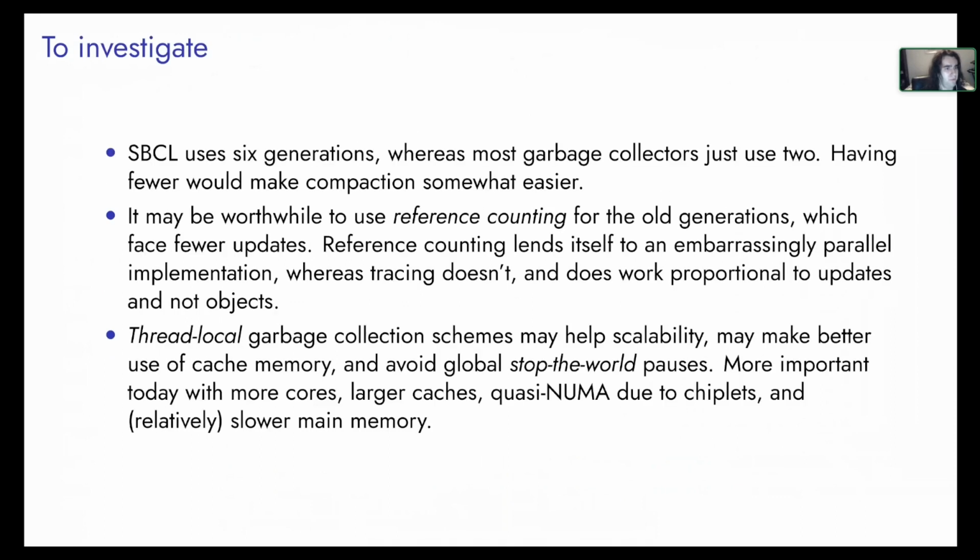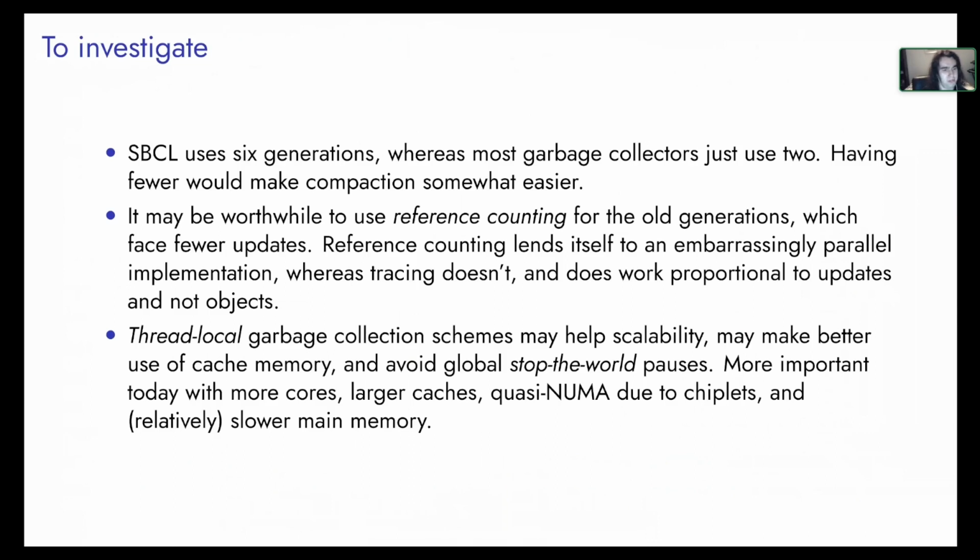Things that I don't really expect to implement in this collector soon, but I'd really like to investigate, include checking out the number of generations SBCL uses. It uses 6 of them, but most collectors nowadays, say for example the one in the OpenJDK, just use 2 of them, which is quite a few fewer. If we had fewer of these, we could make compaction a lot easier because we'd have fewer older generations that we wouldn't be able to compact while looking at a younger generation.